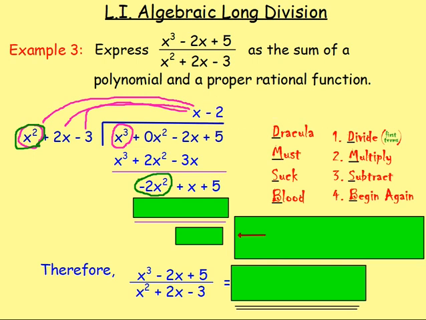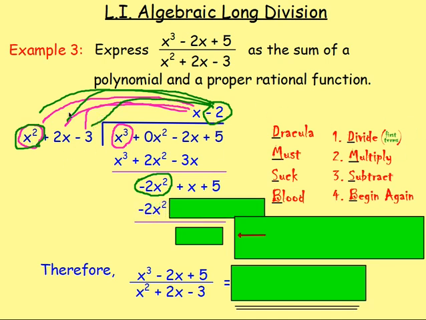It's an answer, so you write it at the top. From there, we're now looking at this negative 2. And you do negative 2 times each of these 3 terms. So negative 2 times x squared gives you negative 2x squared. Negative 2 times 2x gives you negative 4x. And negative 2 times negative 3 gives you positive 6.